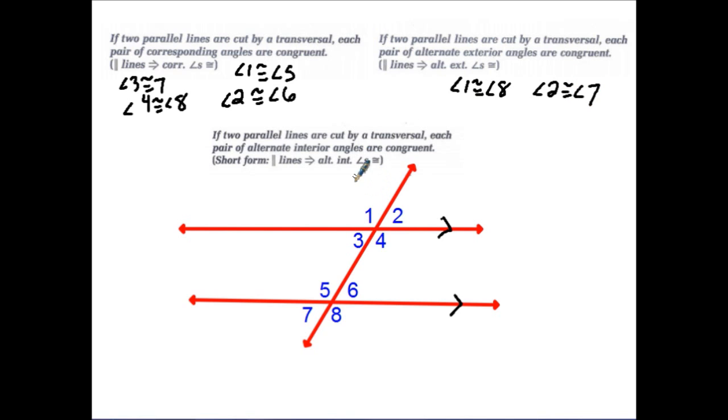Our last one. If two parallel lines are cut by a transversal, each pair of alternate interior angles are congruent. So again, we got our parallel lines, those alternate interior angles. Angle 3 is congruent to angle 6, and angle 4 is congruent to angle 5.